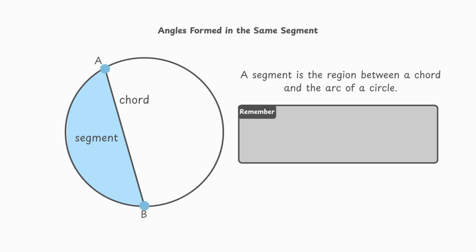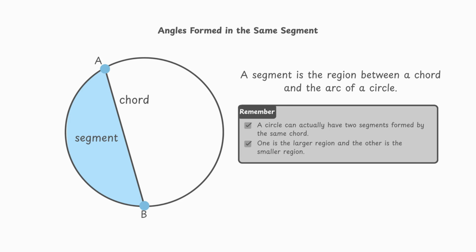Now here is an important idea. A circle can actually have 2 segments formed by the same chord. One is the larger region, and the other is the smaller region. But in most problems, we focus on the segment where the angles are formed. Now take a moment to visualize this. Imagine the chord as a divider, slicing the circle into 2 parts. Each part is a segment.